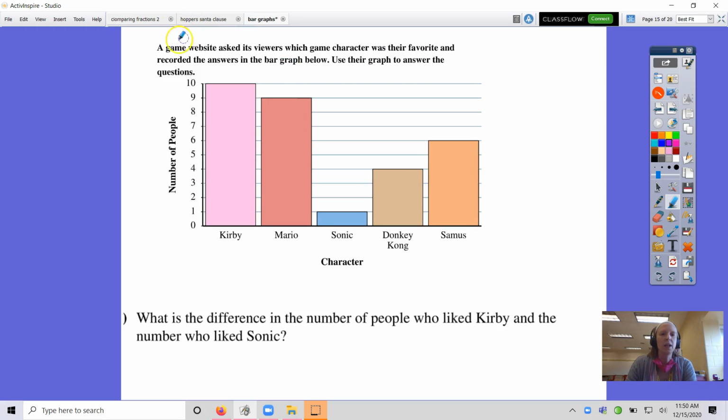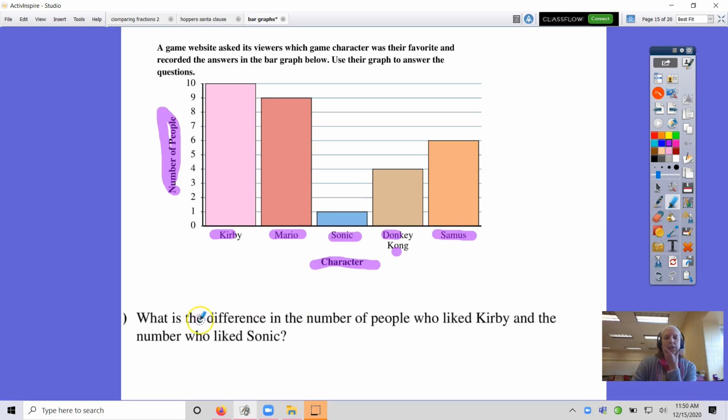Okay, a game website asked its viewers which game character was their favorite and recorded the answers in the bar graph below. Use the graph to answer the questions. This one does not have a title. It does have a label. My characters are Kirby, Mario, Sonic, Donkey Kong, and Samus. And then I have the number of people that liked each one, and its numbers are going up by 1.